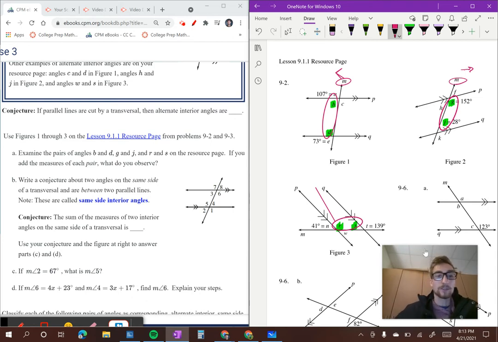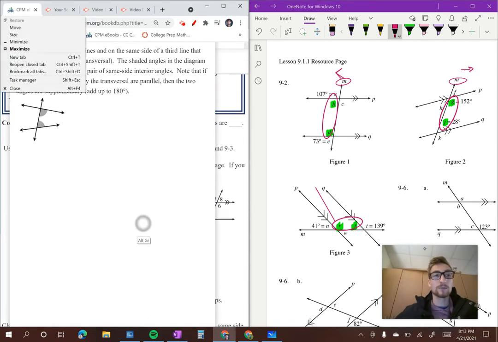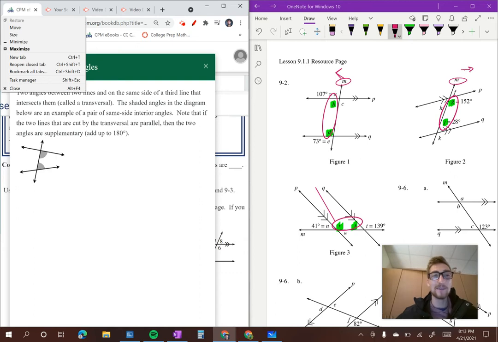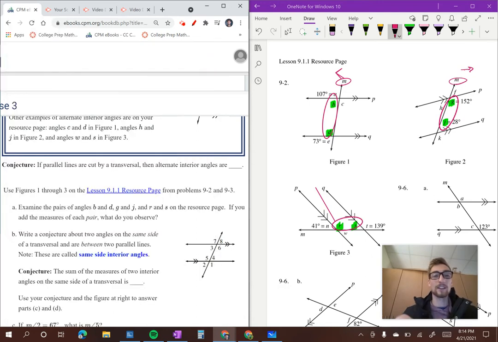So these are called same side interior angles, which means two angles between two lines and on the same side of a third line. It sounds confusing, but basically just the highlighted angles, those are known as transversal angles. And the diagram that's included with the definition does a nice job of demonstrating what they are. We're going to see if there is a relationship between those angles.